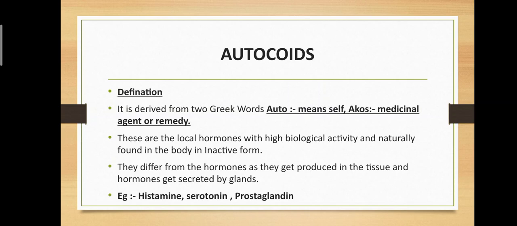In detail, autocoids. A definition of autocoids. It is derived from two Greek words. Auto means self and akos means medicinal agent or remedy. These are the local hormones with high biological activity and naturally found in the body in inactive form. They differ from the hormones as they get produced in the tissue and hormones get secreted by glands. Examples of autocoids are histamine, serotonin, and prostaglandin.